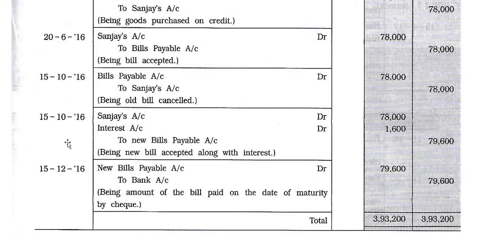15/12/2016. After the given time period, on the maturity date, payment is made. New bills payable account debit 79,600 to bank account 79,600. Being amount of bill paid on the date of maturity by cheque.